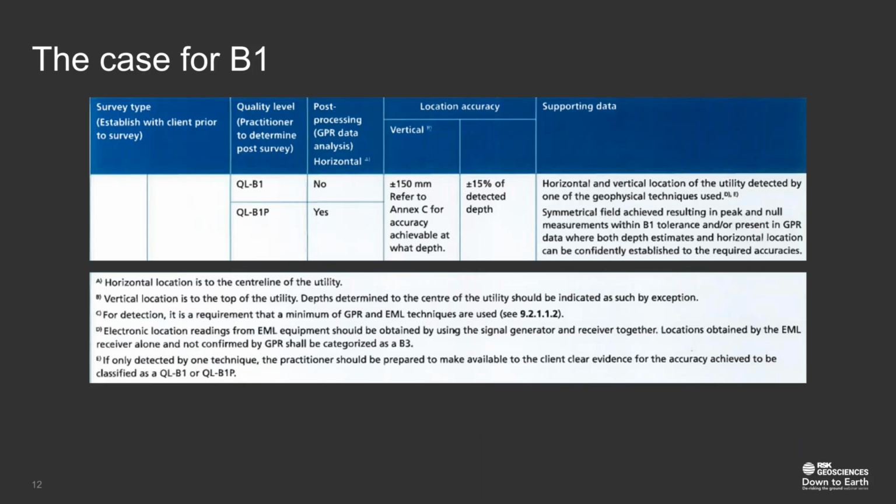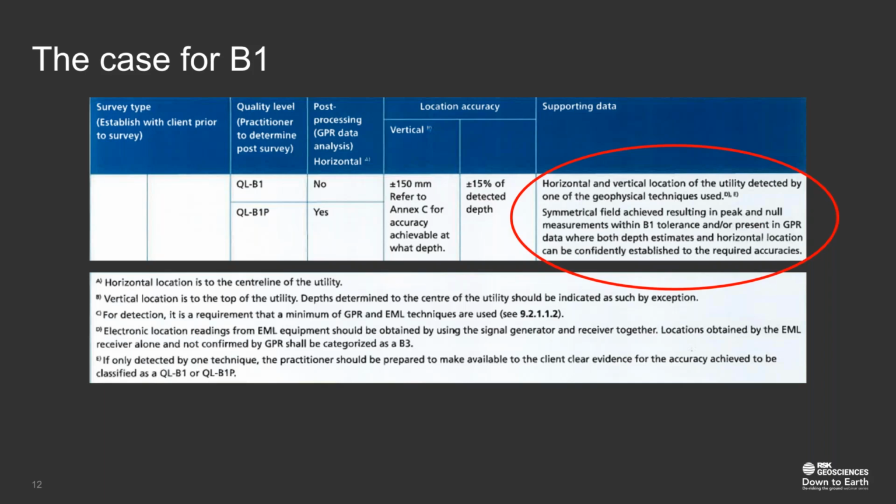So expanding on this further, the highest level of accuracy for a type B survey is a B1 or a B1P, depending on the presence of post-processing. And until 2022, you could only attribute a B1 quality level if the utility had been detected by 2 or more geophysical techniques. However, one of the revisions for the most up-to-date version of PAS 128 is that a B1 can now be achieved with 1 technique only. So this is the fun bit.